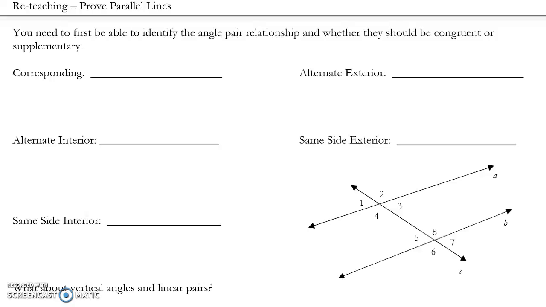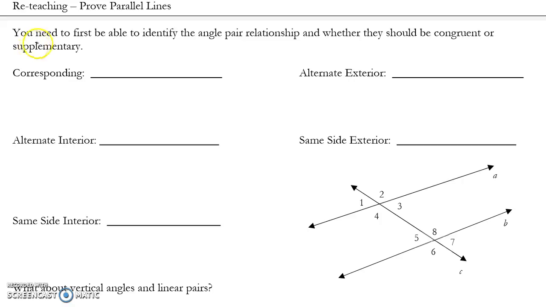This video is to discuss the ideas of being able to prove that lines are parallel. So in this case, I am not telling you the lines are parallel or not. You have to make the decision based off of specific criteria whether they are parallel. So in order to make that determination, you first, again, need to be able to identify angle pair relationships and whether they should be complementary or congruent.